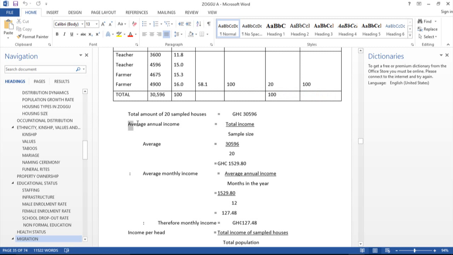In order to find the average annual income of these people, you divide the total income by the sample size. Mind you, the sample size over here is 20 households. So divided by the 20, you get an average annual income of 1,529 Ghana cedis, 80 pesewas.